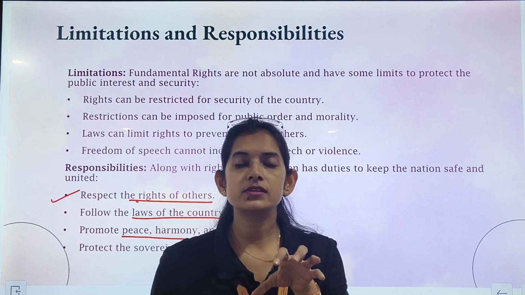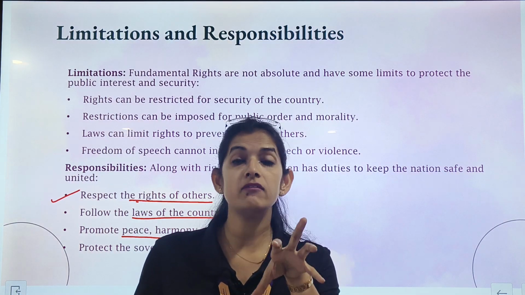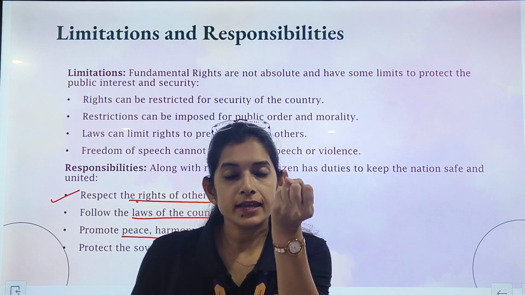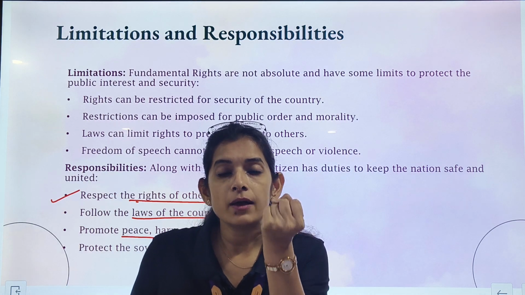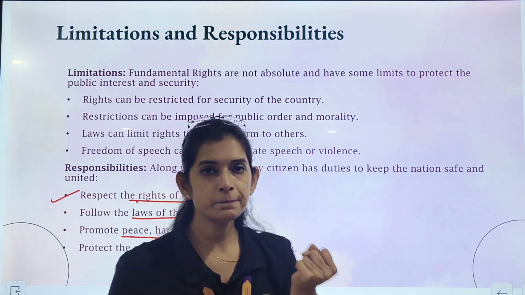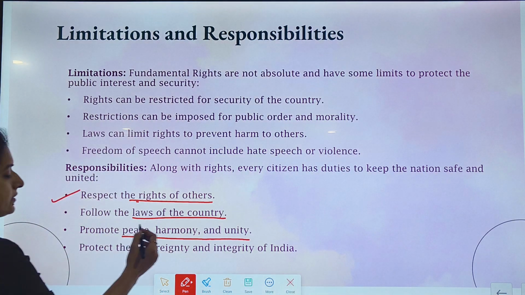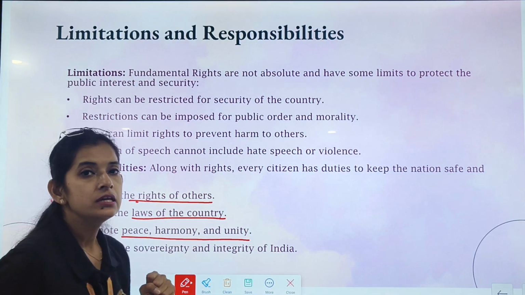Next, it is also a duty to promote peace, harmony, and unity. As we are members of the same family, we should behave like one. We should behave like we are united. We should live in harmony, in a peaceful way. Clear? Next, protect the sovereignty and integrity of the nation.